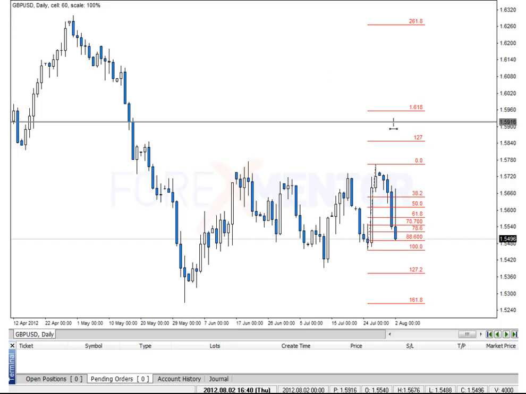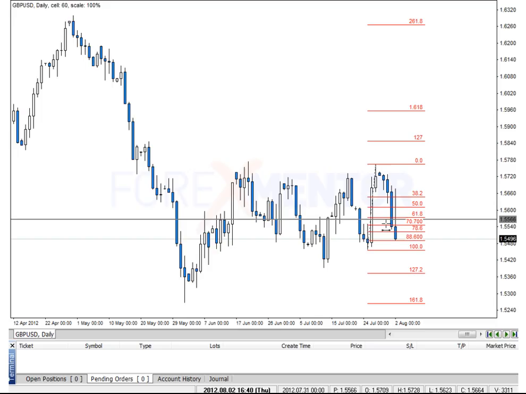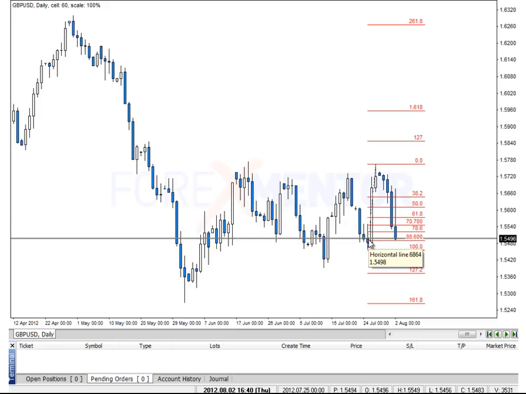If we now take a horizontal line and we just drop it down towards that 886 level, you see this base right here, that last bearish candle before price moved out of this area to the upside. Pay very close attention to that area.